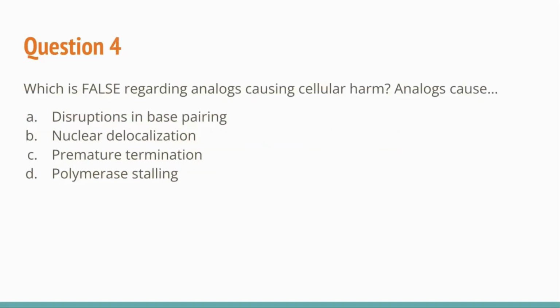Question 4. Which is false regarding analogs causing cellular harm? Analogs cause disruptions in base pairing, nuclear delocalization, premature termination, or polymerase stalling. The answer is B, nuclear delocalization. This was just never mentioned as one of the three types of ways analogs can cause harm to the cell.